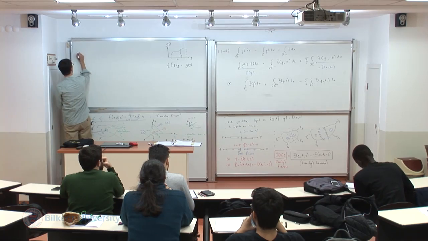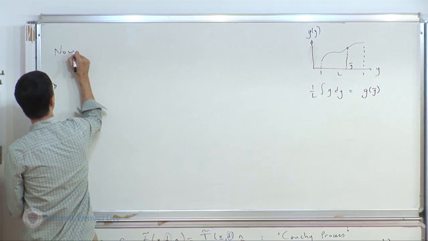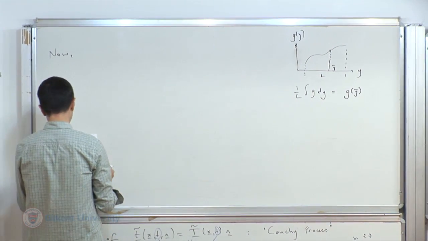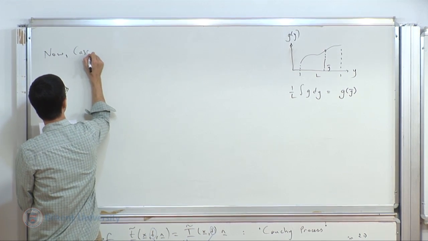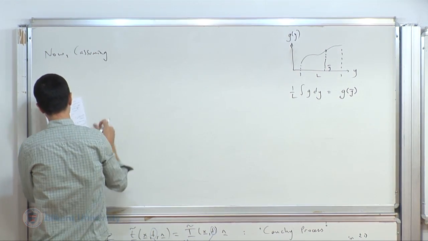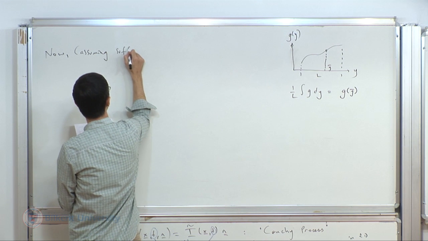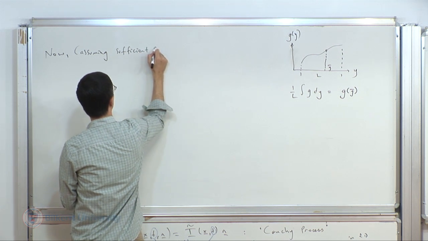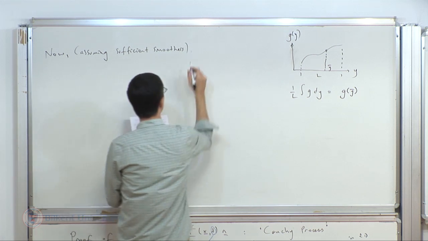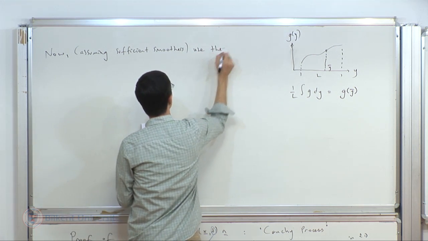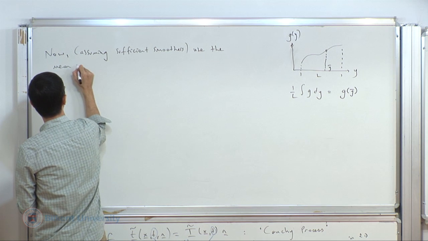So first of all, let us state the mean value theorem for a volume and a surface so that the notation applies to our terms in a nice manner. So assuming sufficient smoothness, use the mean value theorem.